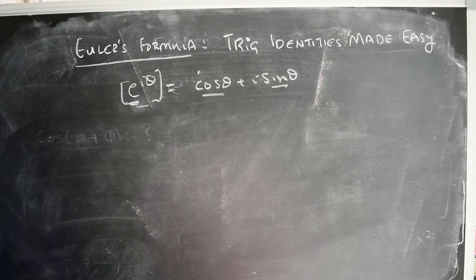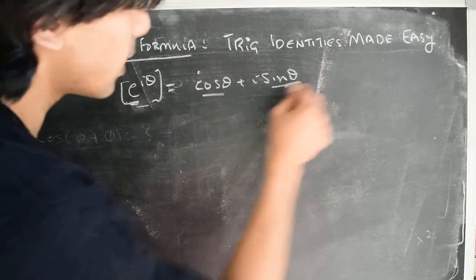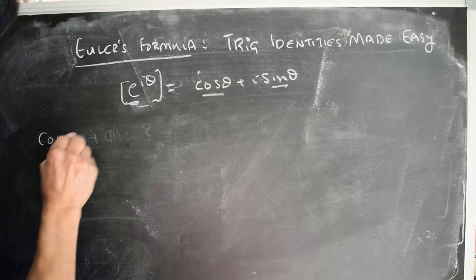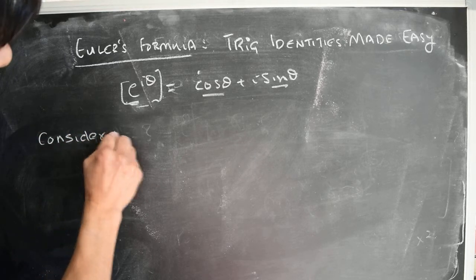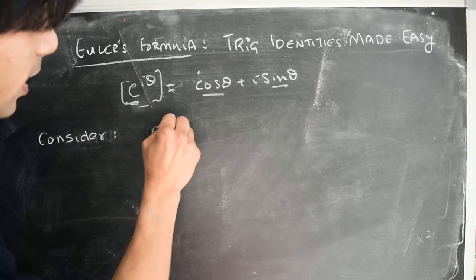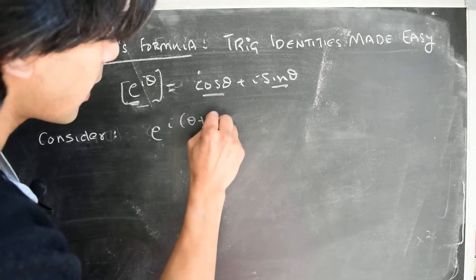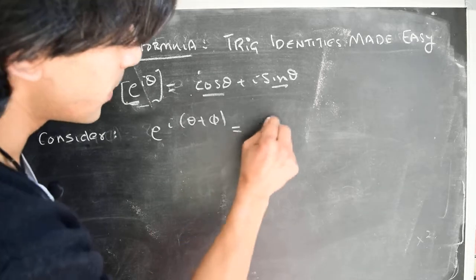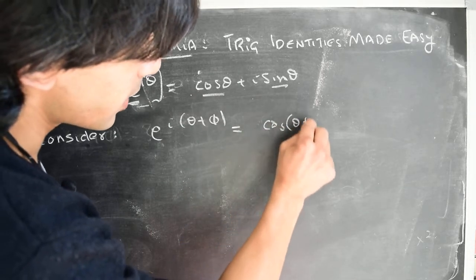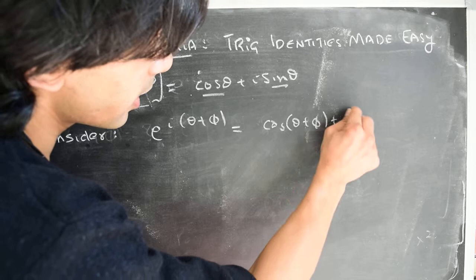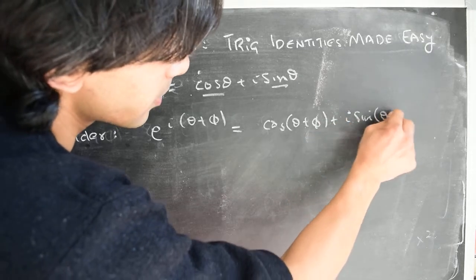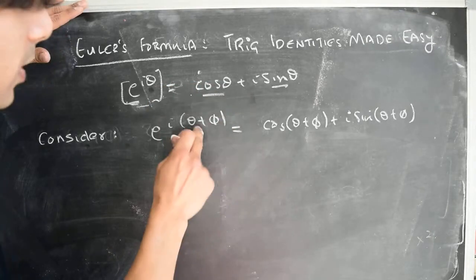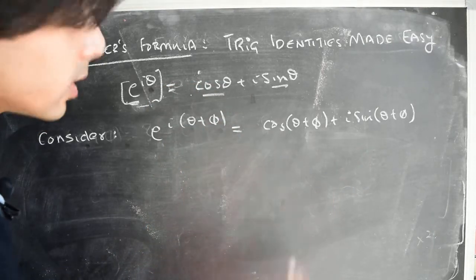And the way to do that is, let's say you want to work out cosine theta plus phi. So consider instead the expression e to the power of i times theta plus phi. Now we know from Euler's formula that this will be cosine theta plus phi plus i sine theta plus phi, because this identity holds for any angle theta. So even if you have theta plus phi, the identity will still hold.